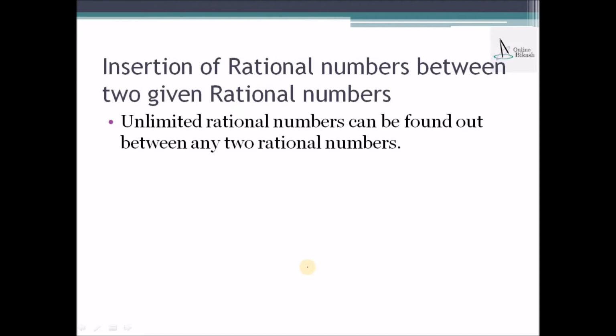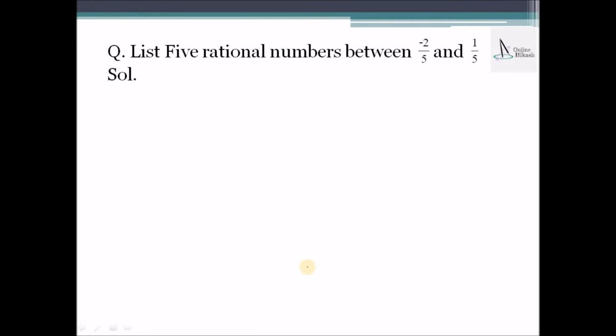We will discuss with the help of questions, and these types of questions are very common in your exams. So listen very carefully. List 5 rational numbers between minus 2 by 5 and 1 by 5. So what we will do, we will make the denominators same. But in this case, minus 2 by 5 and 1 by 5, both the denominators are same.